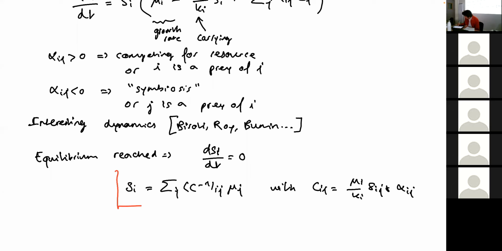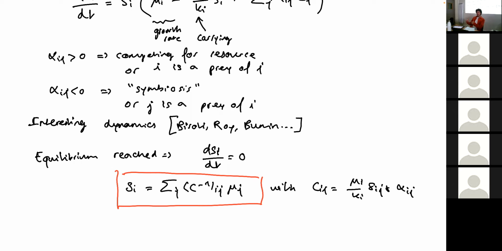Are there any criteria for the alpha matrix for having an equilibrium? Yeah, so definitely, because what they've studied in the past is that you have a whole phase diagram basically depending on essentially. So alpha is usually taken to be a random matrix.